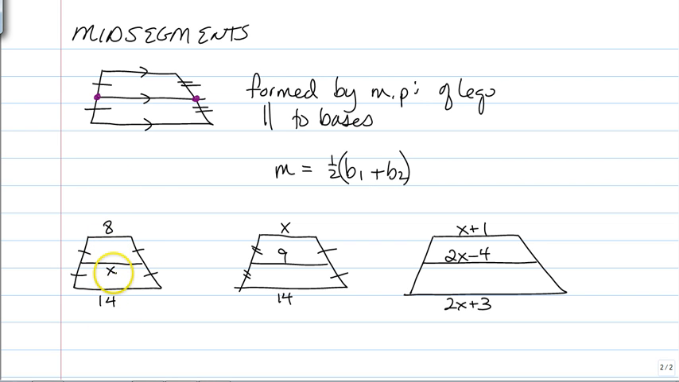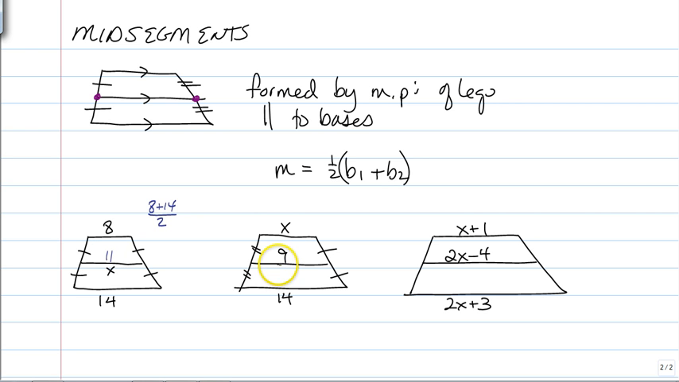So to find x, all you have to do is add 8 and 14, which is going to give you 22. Divide that by 2, and you get 11. And then you can check. 11 plus 3 is 14. 8 plus 3 is 11. So it's equidistant in between the two of them.